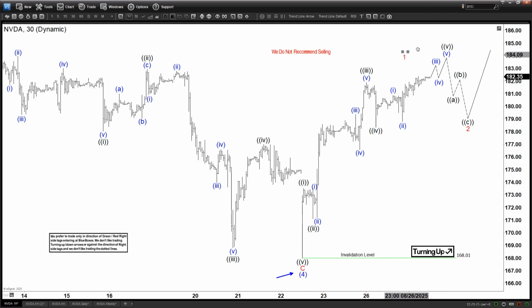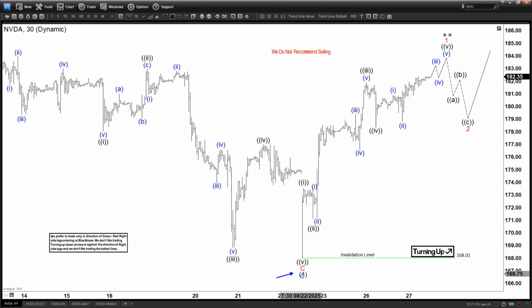So we should be ending wave 1 very soon, and then we will get a wave 2 pullback to correct this entire rally from August 22nd. And then as long as it stays above 168, we can then continue to go higher again. So let's take a look at a couple of things here. Now, first of all, notice the 5 swing up from the 168. 1, 2, 3, 4, 5. And that itself is favoring more upside because of the 5 swing up, as long as we don't break below 168. Now, secondly, notice that the arrow is only turning up in black, it's not green.